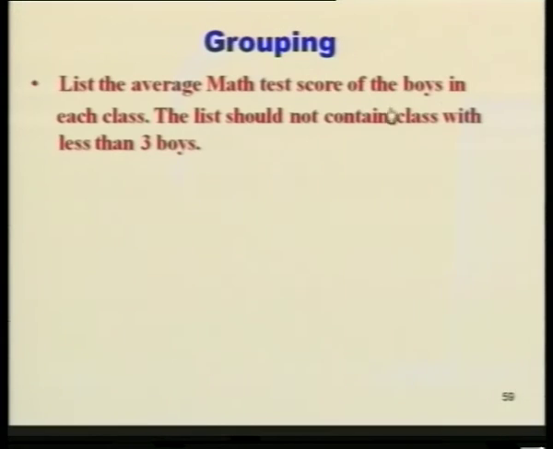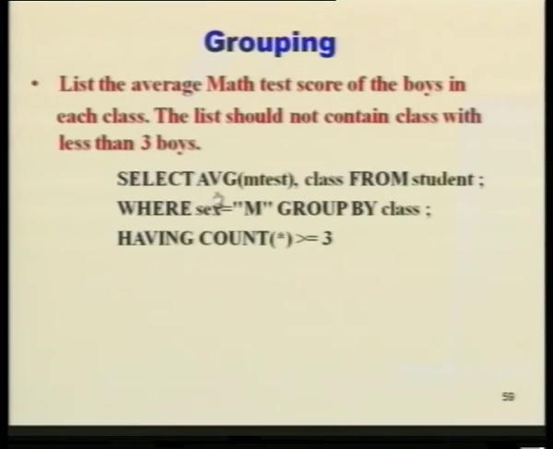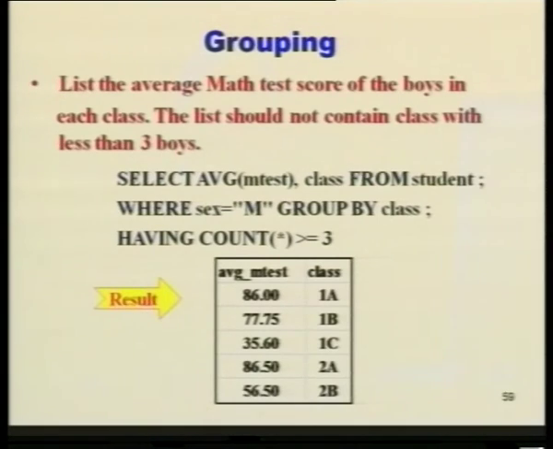List the average math score of the boys in each class. The list should not contain class with less than 3 boys, I am putting an additional condition. So, average M test, class from student. Here I am putting count. So, I am putting an additional condition that the list should not contain less than 3. So, this is what will happen there.